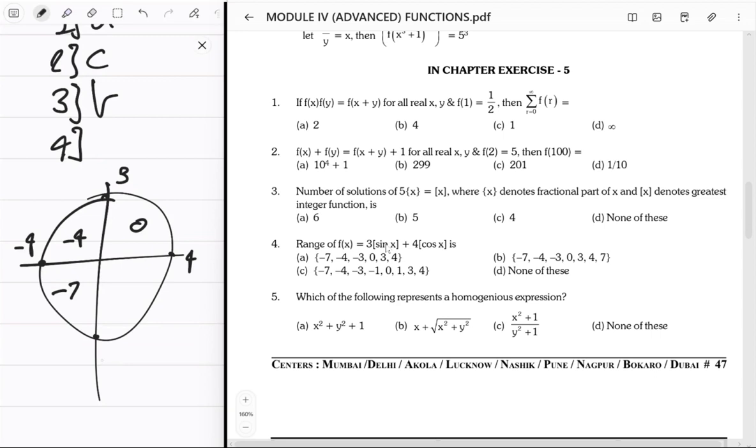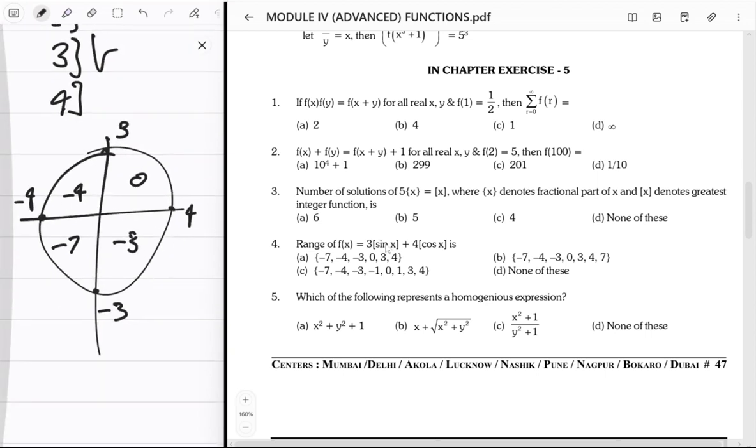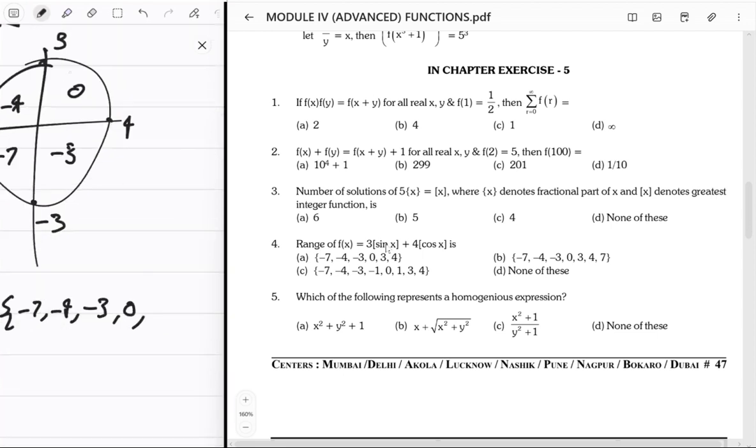And at this point, sine x is -1, cosine x is 0, so 4 times 0, and then 3 times -1. It's just going to be -3. And in this region, once again, sine x is just a negative fraction, so -3, and then cosine x is 0. So there we go. So what's the range? -7, -4, -3, then 0, then 3, and then 4. That's the range.